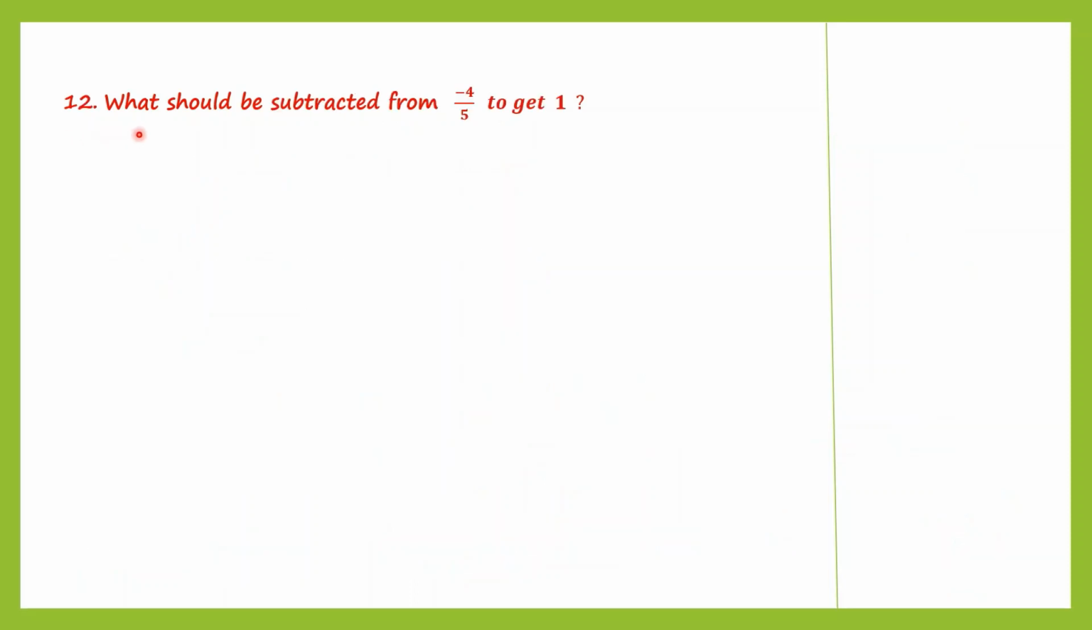Question 12. What should be subtracted from minus 4 by 5 to get 1? So we need to find a number that can be subtracted from this number to get 1. So that means we need to write this number first, isn't it? So let's get our statements first. So let the required rational number be x. And one of them that is given to us is minus 4 by 5. This is a number that's given to us.